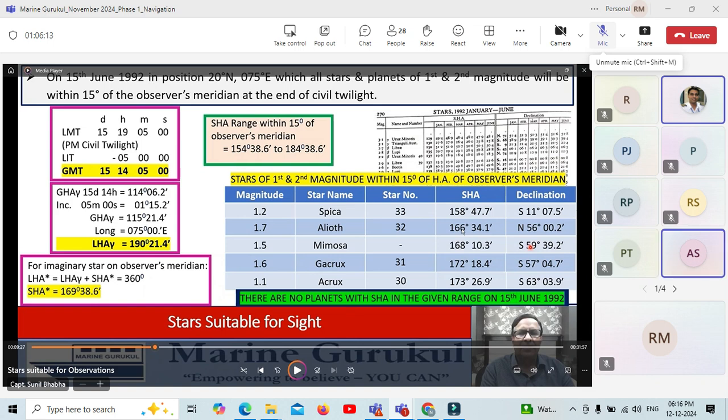Sir, this declination, nothing to do with this declination, north or south. As far as this question is concerned, it is not required, but later on, beta, when we go to other types of question, declination will be needed. Understood.